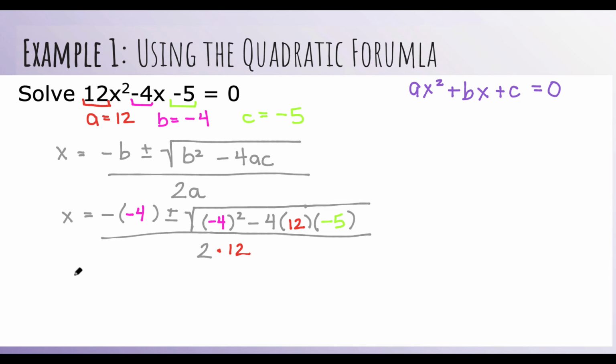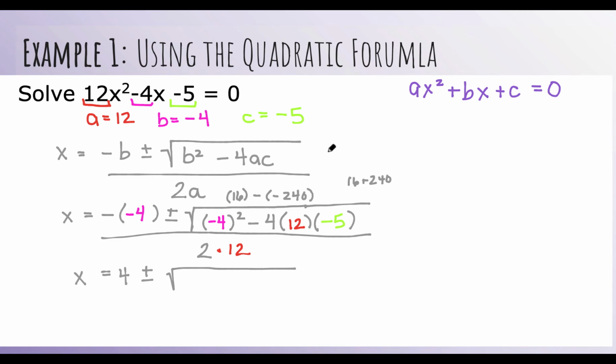So simplifying, we end up with x is equal to a negative times a negative is a positive, plus or minus the square root. We have negative 4 squared, so that's going to give us 16, so I'm just going to write that up here. This is 16, and we're subtracting 4 times 12 is 48, times a negative 5 gives us 240. So that's a negative 240. So really this is 16 minus a negative 240, so that's really 16 plus 240.